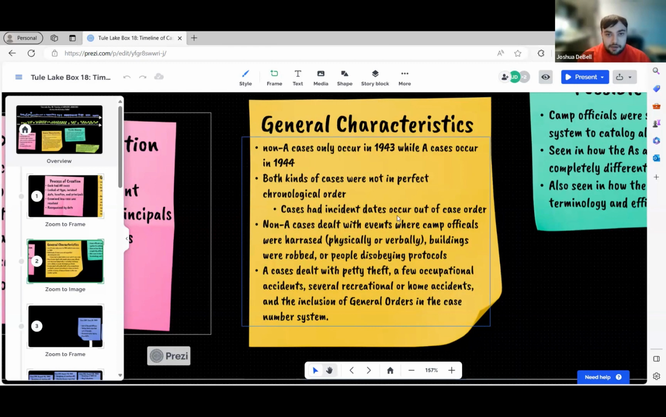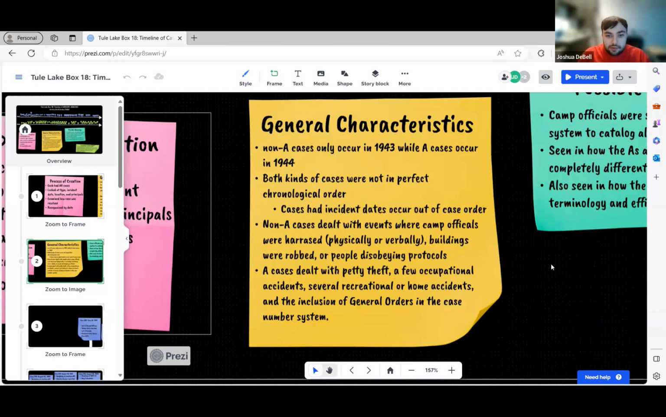So with that in mind, before going into particular cases, we took characteristics of what are the main types of cases we found across the A's and non-A's. For the non-A cases, we mainly found events where camp officials, either officials from the WRA or internal security, or even block managers, who seem to be Japanese Americans living in the blocks but were either bestowed upon by the WRA or security offices as being the leader of your block.